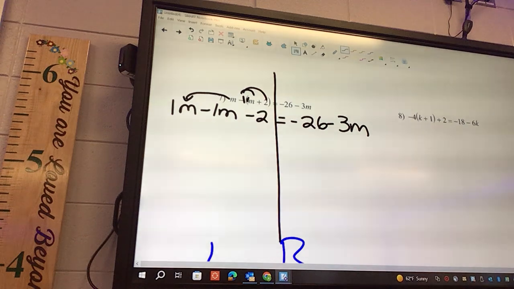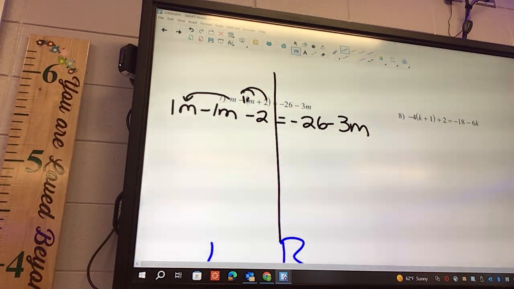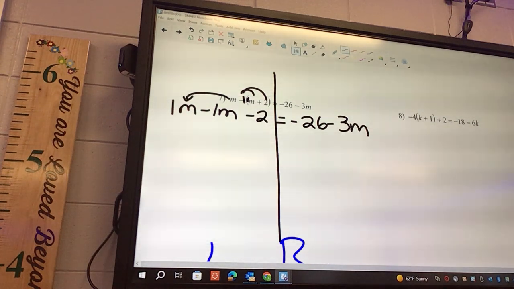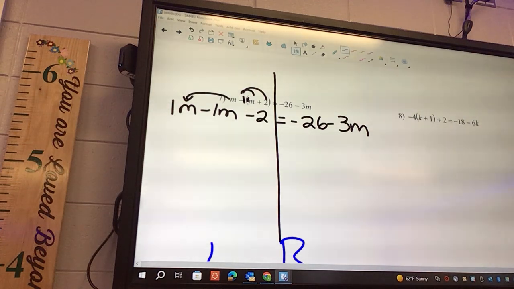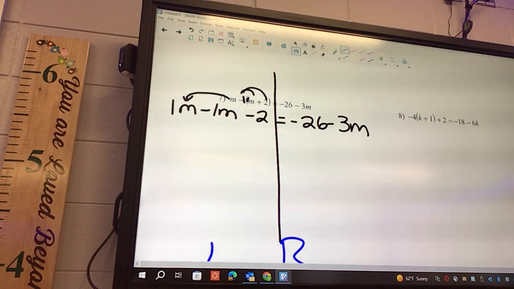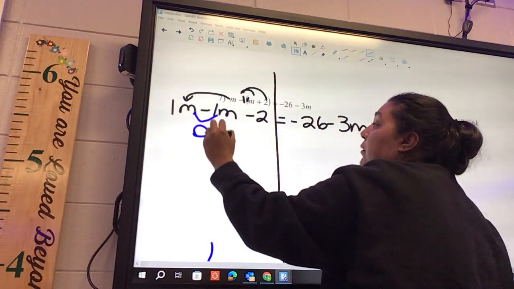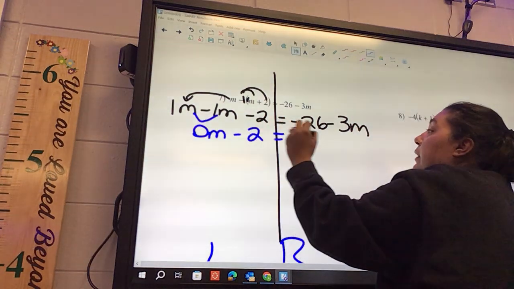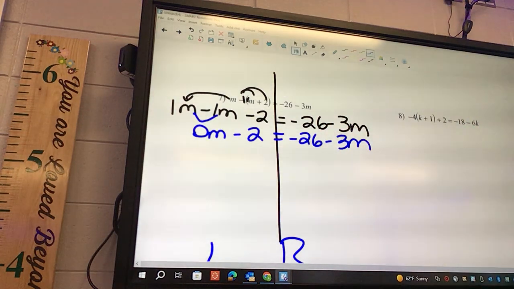Okay, what should the question you be asking yourself next? We did parentheses. What comes next? Combine. Okay? Can we combine anything? Yeah, the 1M and the -1M, okay? Those ones, because if we look, they're on the same side and there's multiple pieces. So 1 minus 1, 0M, okay? So for this part, I'm gonna get 0M minus 2 equals -26 minus 3M. Okay, everything gets copied down except for the 1M, which got changed to 0M.